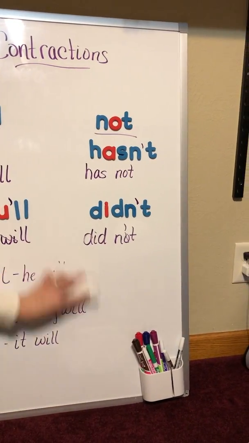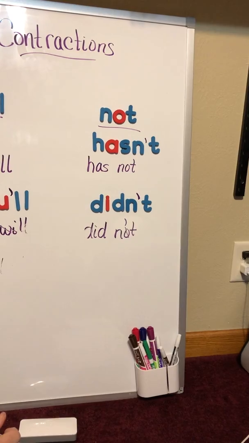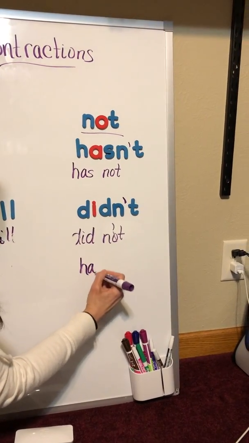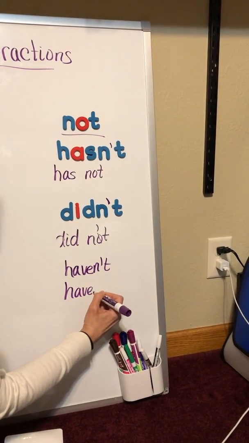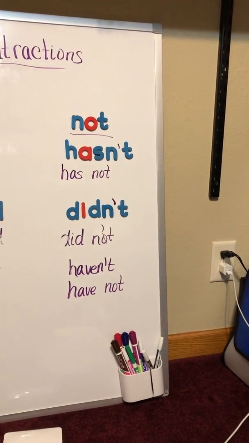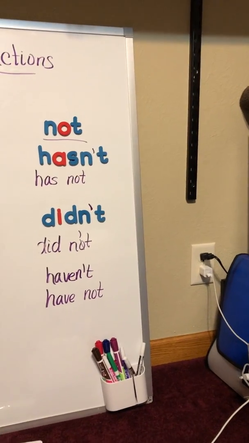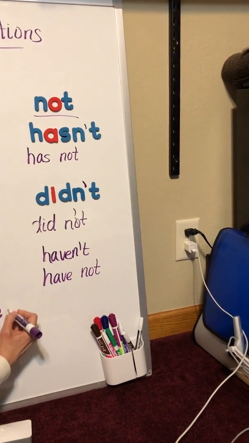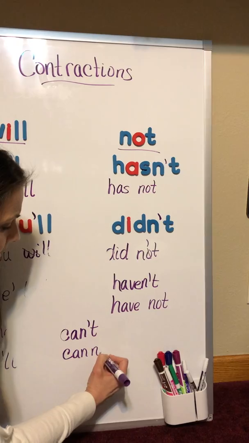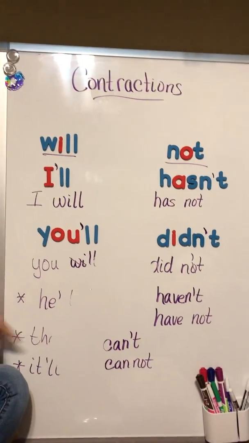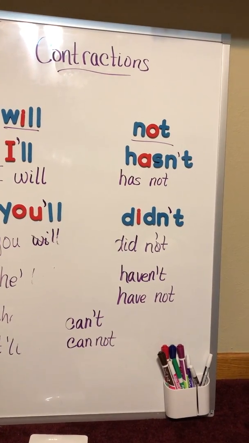Some other contractions, and I'm going to erase these so we have room. Some other contractions using not would be haven't, for have not. Can you think of some more? We all know this one, and it's not a word we are allowed to use in class, can't. And that is a contraction for can not. You can use the word can't if you would also use the word yet. Okay, so we've got to keep those positive thoughts going.